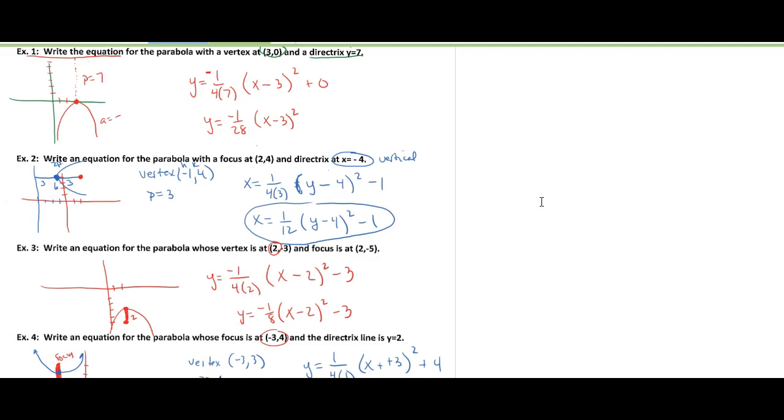It also helps you with graphing. Go ahead, attempt the homework, and let me know if you have any questions.